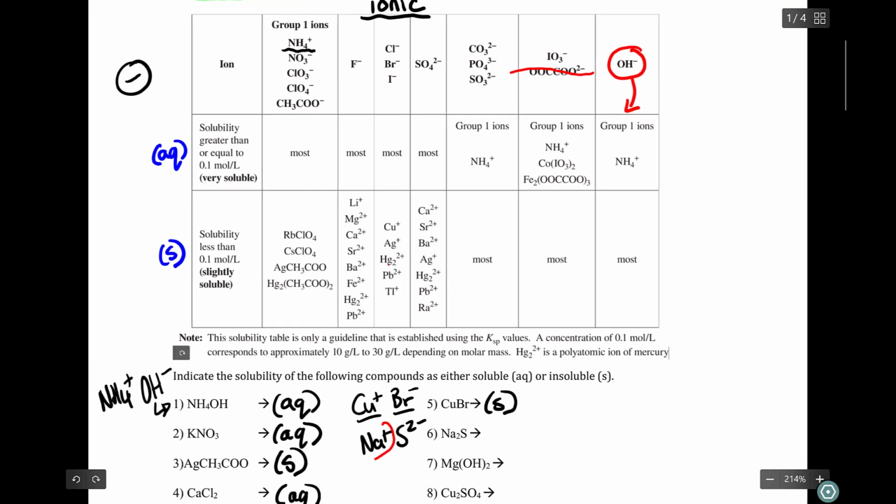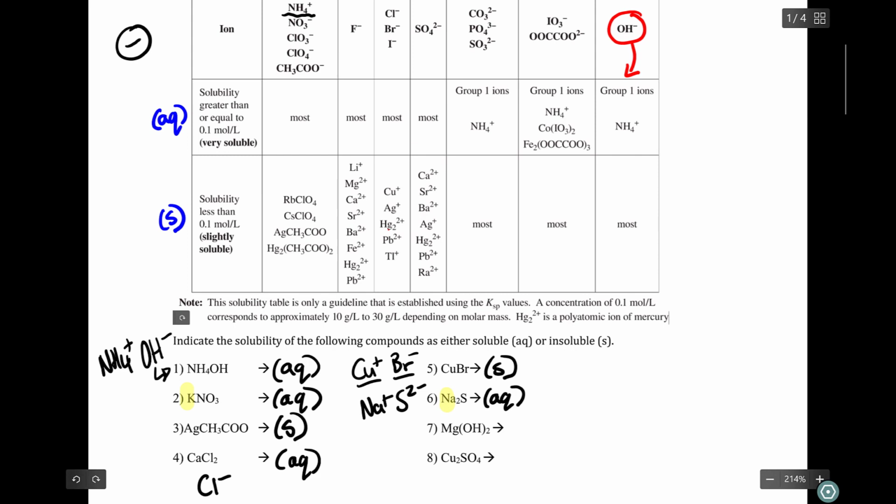Well, sodium would fall under group 1 ions, and therefore this would be quite soluble, and I would call it aqueous. Whenever I see a group 1 metal ion like sodium, potassium, lithium, I immediately know that it's soluble. I usually don't even check this chart. I just understand group 1 metal ions with pretty much everything is going to be aqueous.